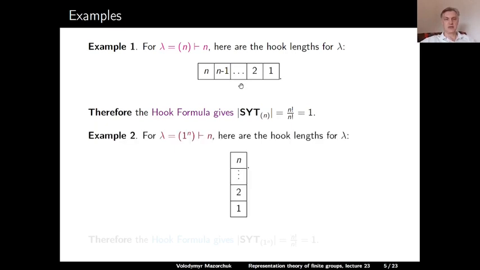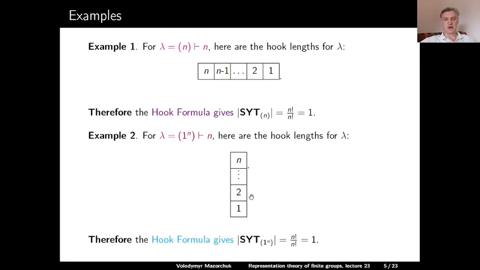The transposed example: if lambda is the partition 1, 1, 1, and so on of n, then the hook lengths of the boxes in lambda are as follows. The top box has hook length n because the hook is just the column, and then the next box has hook length n minus 1, and so on. Therefore, the hook formula again gives us n factorial divided by n factorial, which is 1.